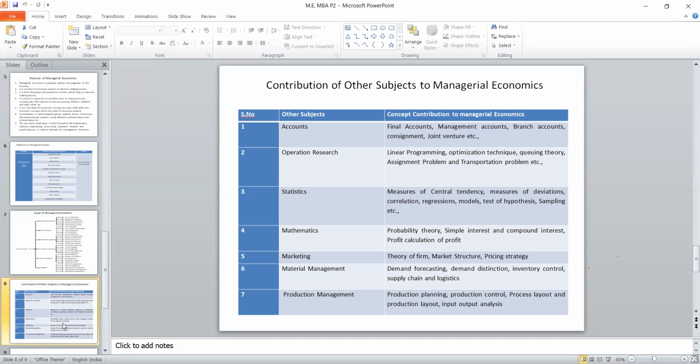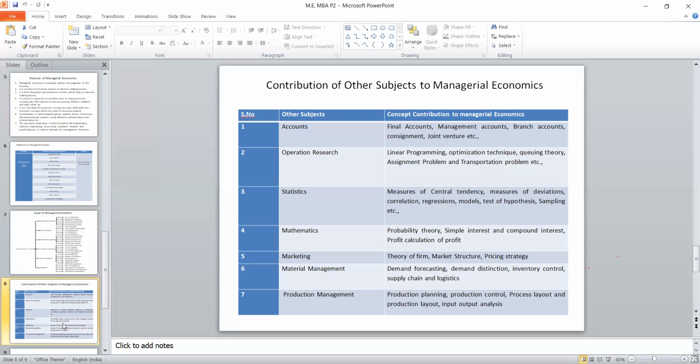Similarly, from statistics, mean, median, mode, quartile deviation, mean deviation, standard deviation, correlation, and regression are also included in managerial economics, because these are all very useful for decisions. Based on the statistical interpretation, sometimes you have to take a decision. So these topics are included in managerial economics. Likewise, from mathematics, probability theory, real analysis, complex analysis, and profit calculation, that is simple and compound interest, are all included in managerial economics.